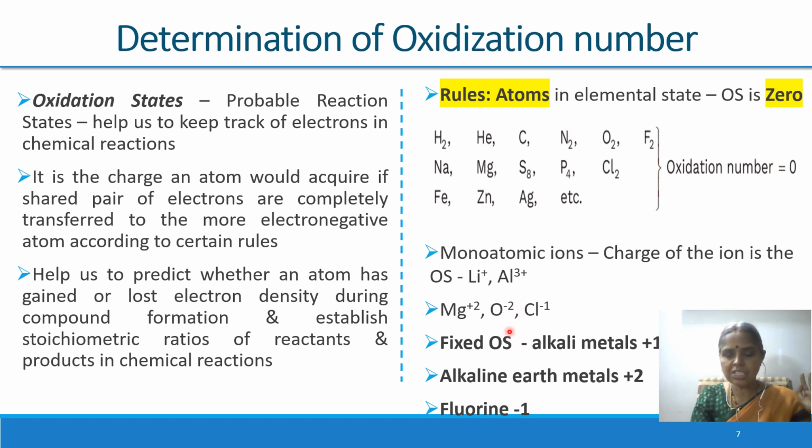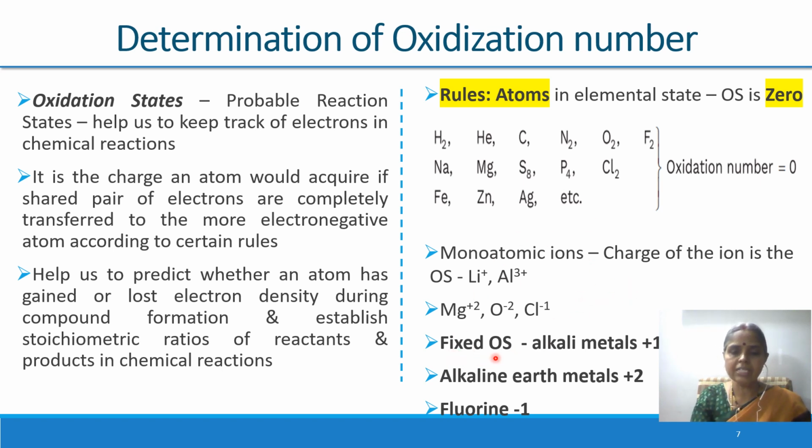What is the oxidation number of oxygen in O2 minus? It is minus 2. Suppose it is O minus 1, peroxides have O minus 1. So what is the oxidation number of oxygen in a peroxide? It is minus 1. So this is the second rule.